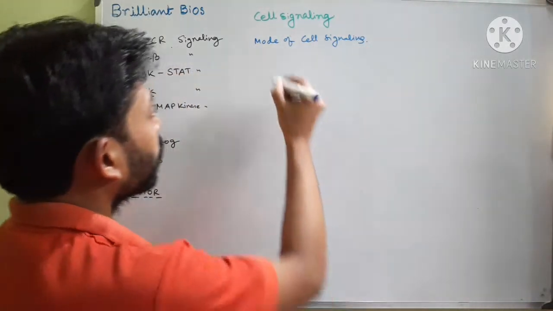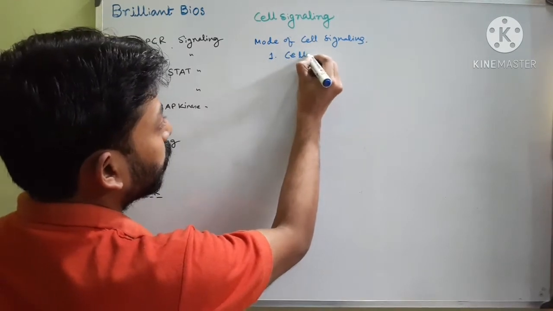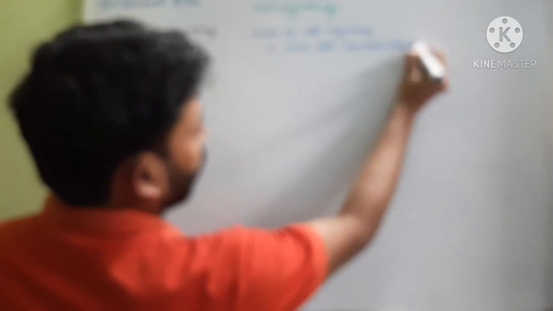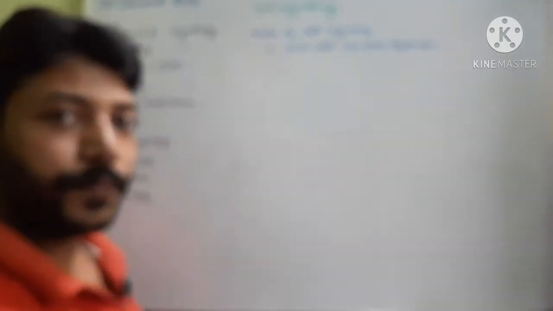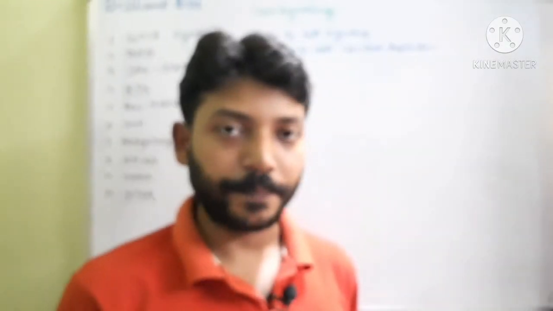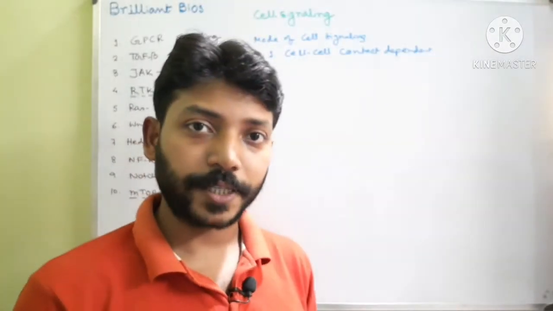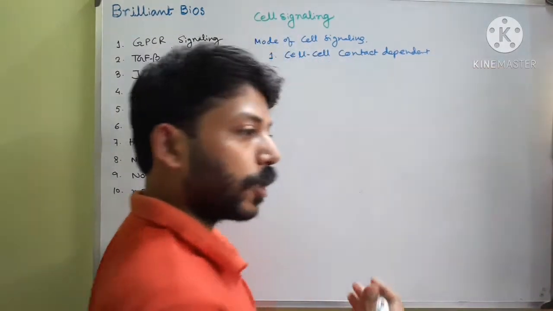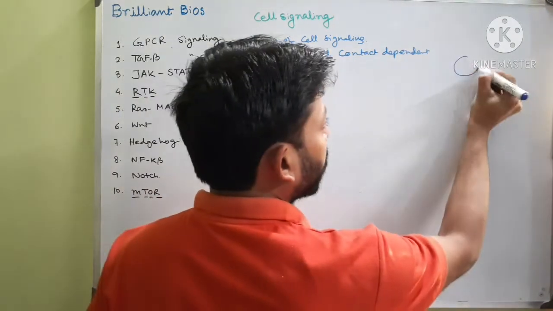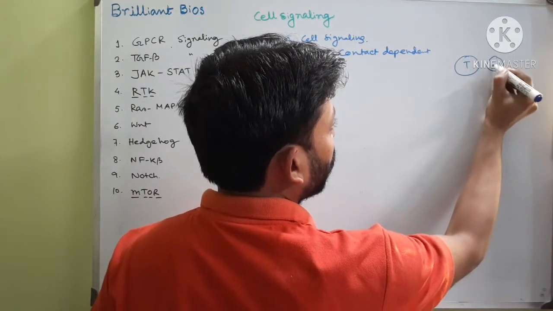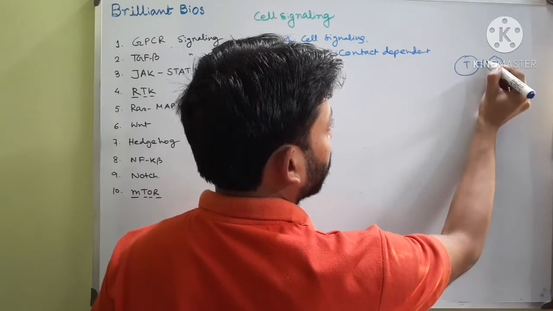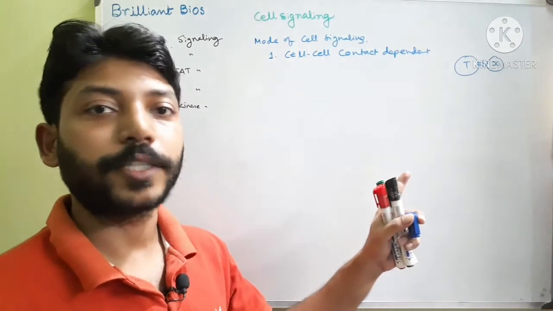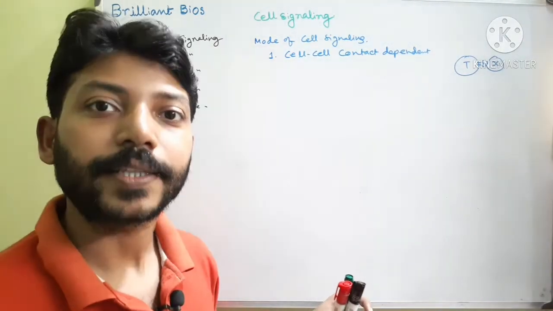The first is, cell signaling can be cell contact dependent. You know that there are T cells. I am giving one example. A T cell can be activated when it associates with another cell called a dendritic cell or macrophage or B cell, which we call an antigen presenting cell. So when T cells associate with dendritic cells, the T cell expresses some receptor, and the dendritic cell expresses some receptor and presents antigen. This type of interaction or communication is called cell-cell contact dependent cell signaling.